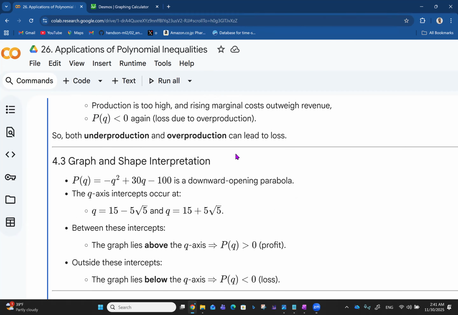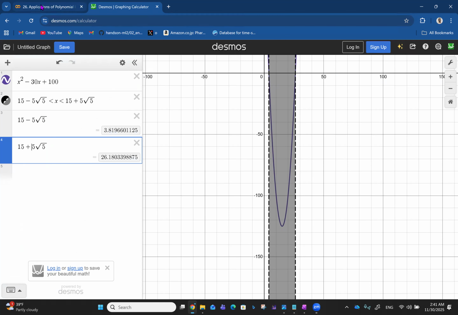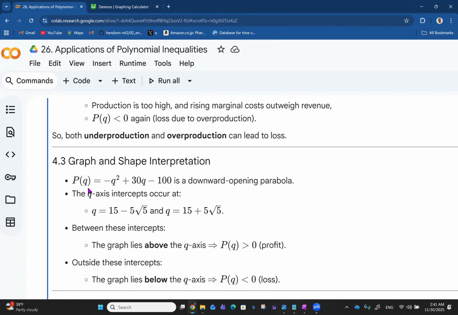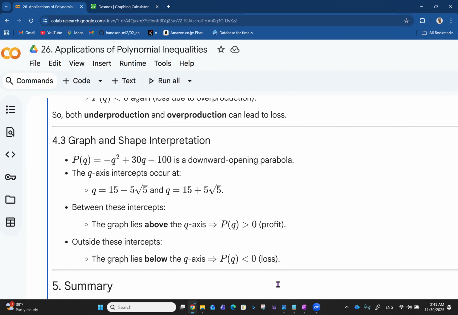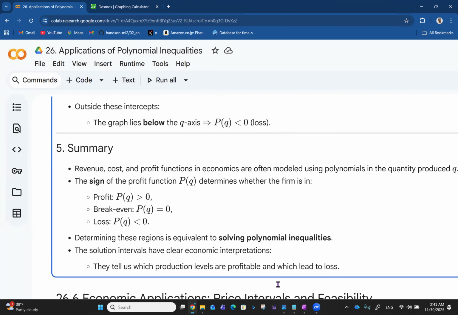So talking about graph and shape interpretation, I think I've plotted the graph and demonstrated it as much as possible. P of Q is minus Q squared plus 30Q minus 100, a downward opening parabola. The Q axis intercepts occur at these 2 points. Between these intercepts, the graph lies above the Q axis, so you have P of Q greater than 0 for profit. Outside these intercepts, the graph lies below the Q axis, so you have P of Q less than 0. That leads to loss.